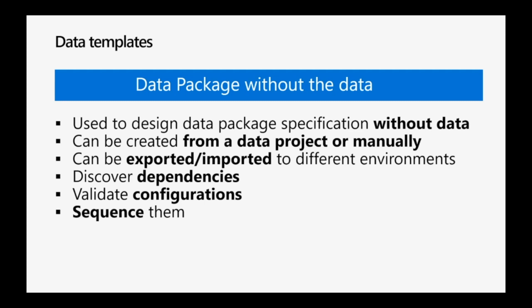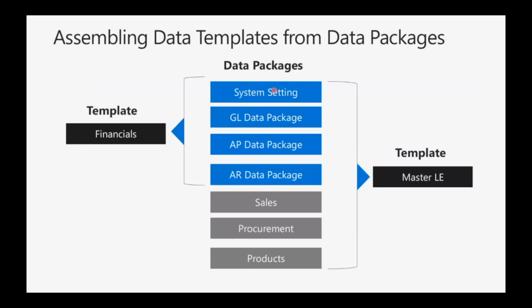And you can either use the default templates, or you could create them based on any data project, or you can just create them manually. So typically what you would do is have some data packages. You could group them into a template, for instance, for finance, and then you could add some sales data packages to that and create a template which is called a master legal entity. So there is an easy way of combining things together so that you end up with a template which is convenient for you for doing whatever is necessary.